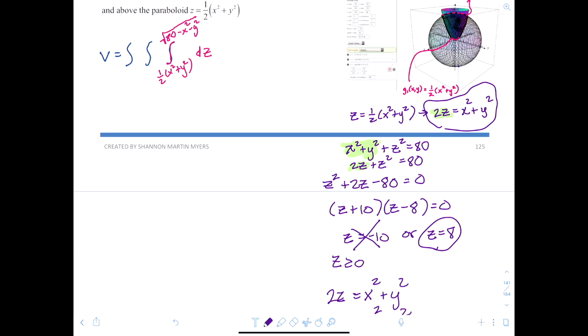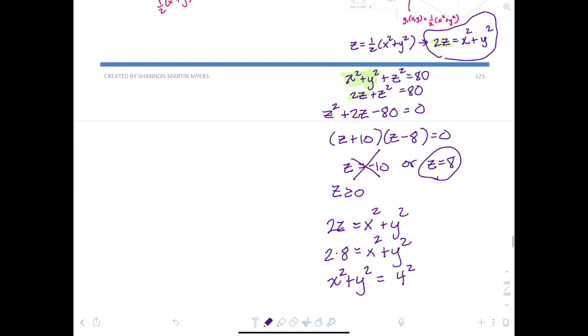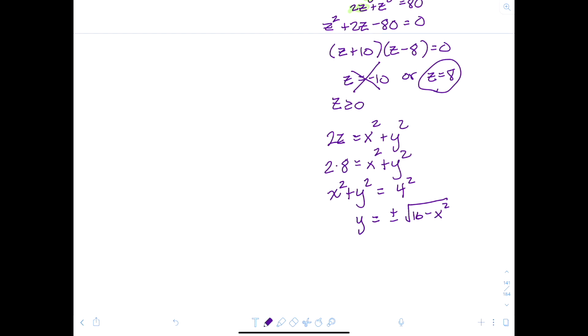Okay, ready? So basically now, if we've got a circle and we want to isolate y, y would be plus or minus the square root of 16 minus x squared. So h1 of x would be the lower, or the negative root, of 16 minus x squared, and h2 of x would be the upper half of this circle, or the positive root of 16 minus x squared.